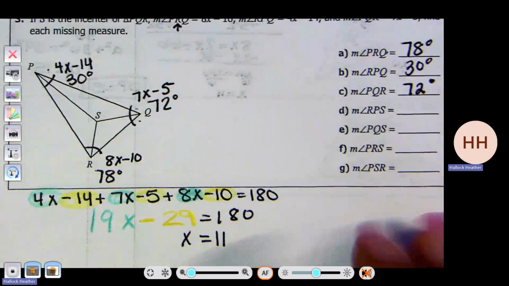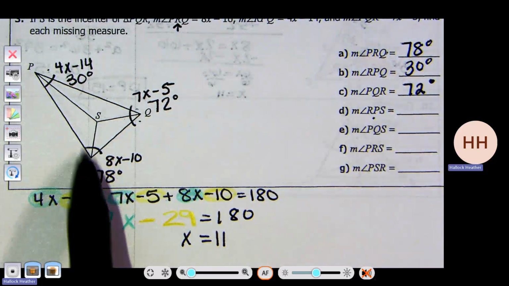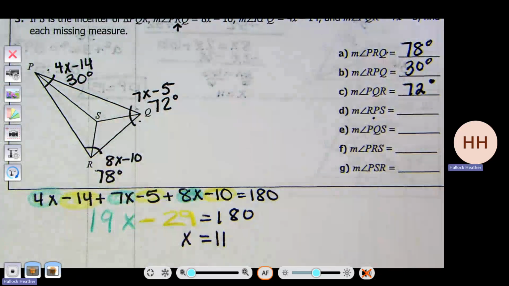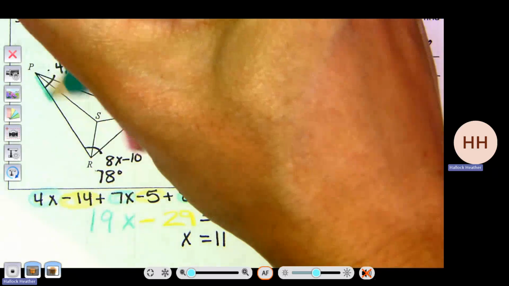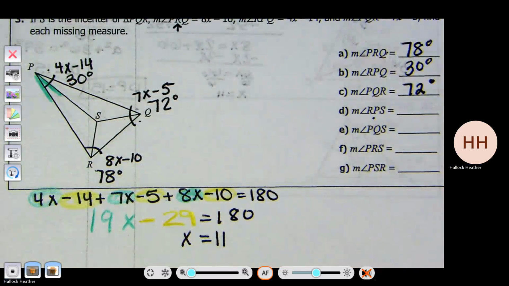Now, a lot of people still don't know how to read these. Yes, it's the middle letter, but you have to look at the other letters to know which direction it's going. You want to know R to P to S. So you want to know this angle right here, R to P to S. What is that little slice going to be?